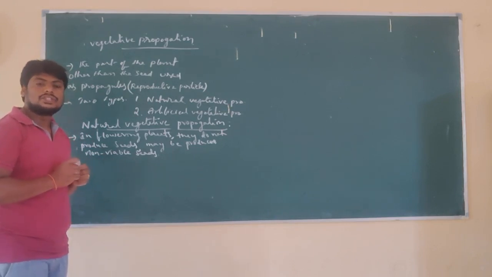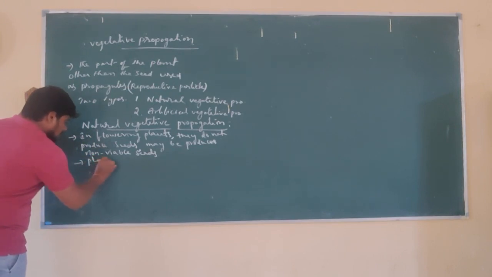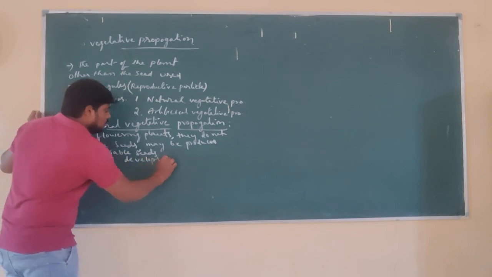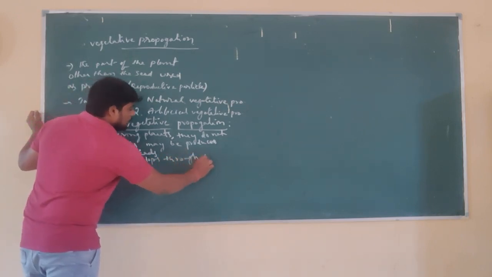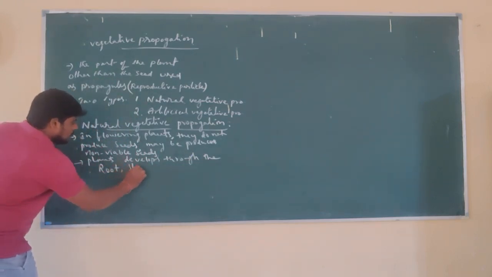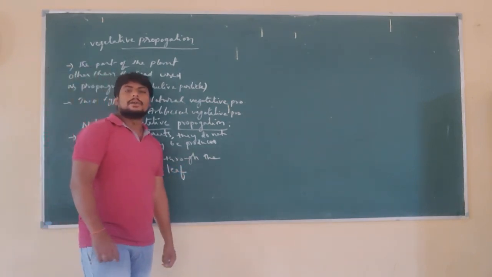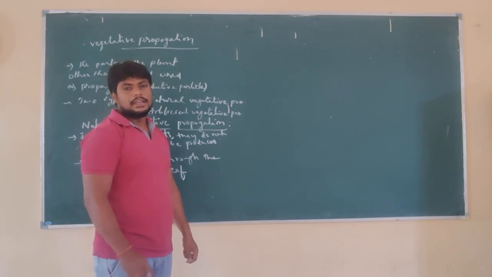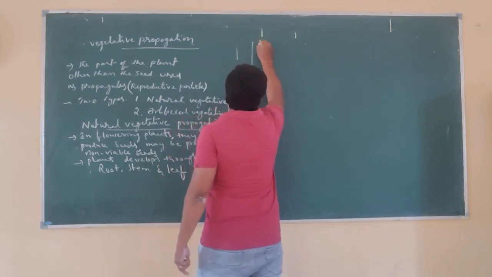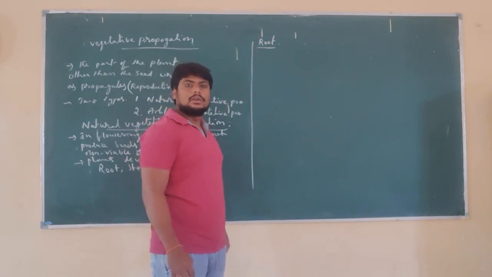Under natural vegetative propagation, usually the plants develop through the root, stem, and leaf. By using these different parts of the plant, they produce a new plant. Now let us see through the root, how the plants grow into a new plant.